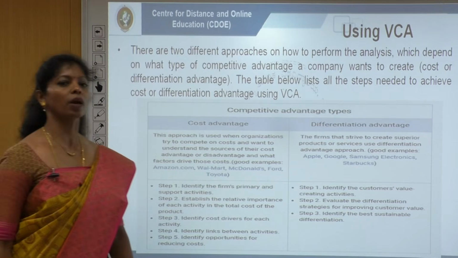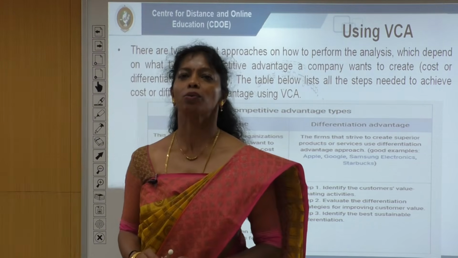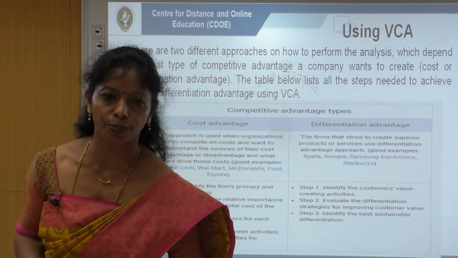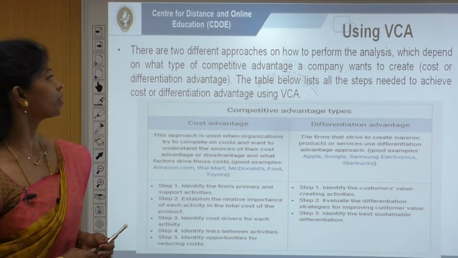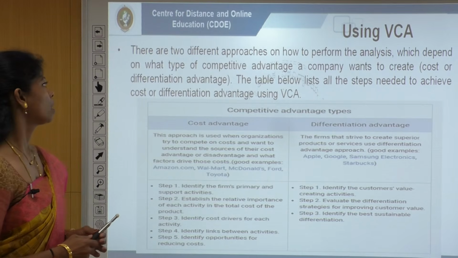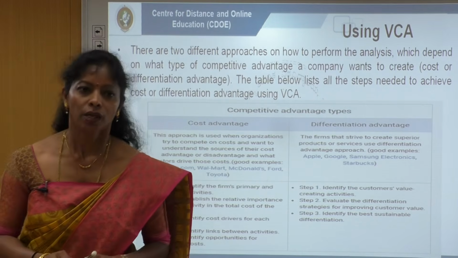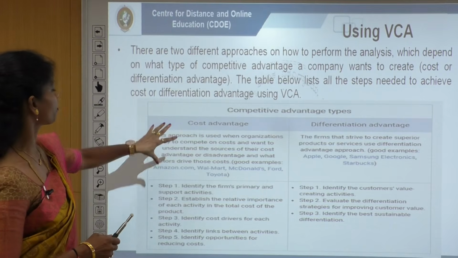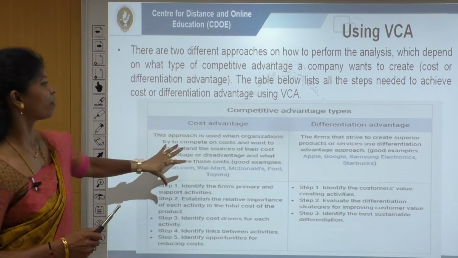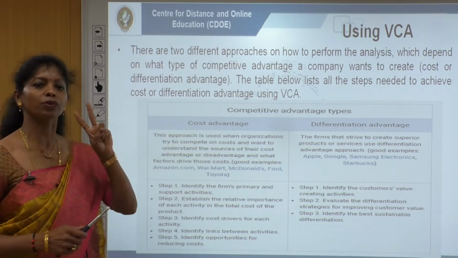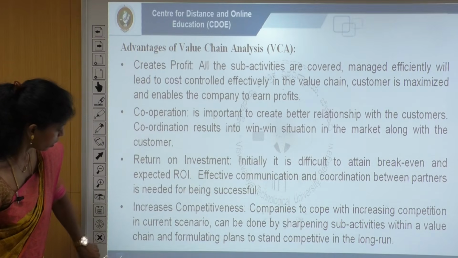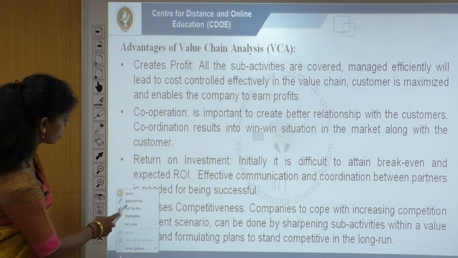So today we will be talking about how to use value chain analysis. There are two different approaches to performing the analysis, which depend on what type of competitive advantage a company wants to create: cost or differentiation strategy. The table below lists all the steps needed to achieve a cost and differentiation strategy. Here you could find that there are two types of competitive advantage: one is cost advantage, the other is differentiation advantage.